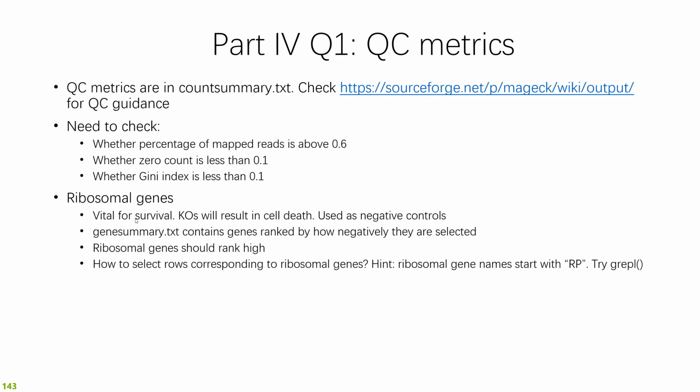But the question is how to select rows corresponding to ribosome genes. A hint I will provide here is that ribosome genes start with RP in their names. So you might want to take a look at the documentation for the function grep and figure out how you subset strings with a certain pattern, like starts with RP. So you probably want to subset to row names that all start with RP.